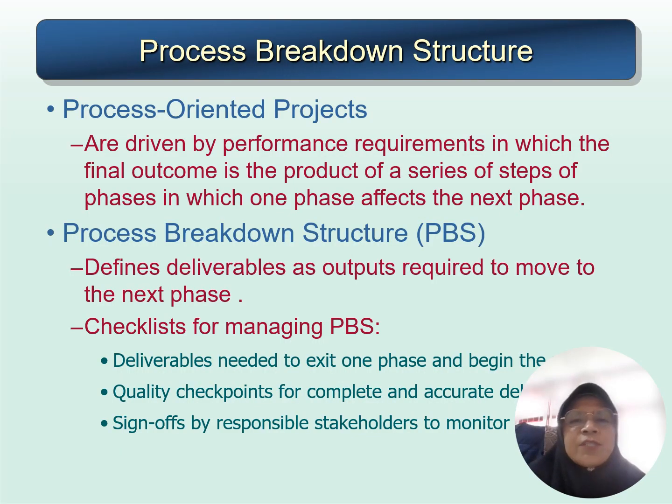Now we move on to the process breakdown structure. It is actually for process-oriented projects that are driven by performance requirements, in which the final outcome is the product of a series of steps or phases in which one phase affects the next phase. The PBS defines the deliverables as outputs required to move to the next phase. So for this, we need to have checklists for managing the PBS. These should include deliverables needed to exit one phase and begin the next phase.